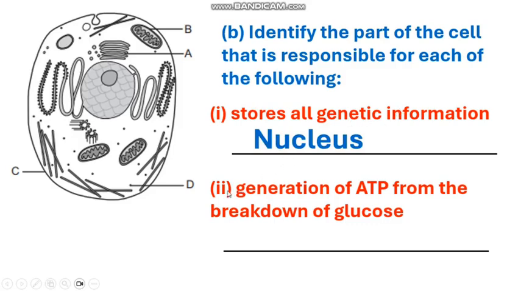We now come to our question B2. Identify the part of the cell that is responsible for the generation of ATP from the breakdown of glucose. ATP simply stands for adenosine triphosphate, and these are energy carriers. So which part of the cell is responsible for generation of ATP from the breakdown of glucose? When you look at the diagram, the part that is responsible for generating ATP from the breakdown of glucose is the mitochondria, which is the part labeled B. So the answer there is mitochondria.